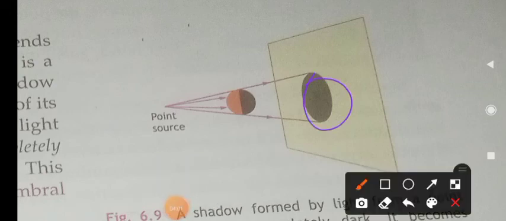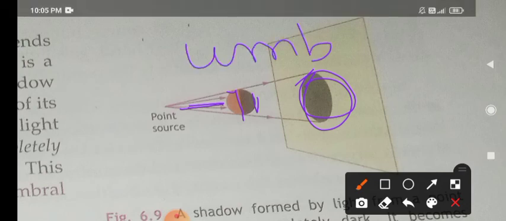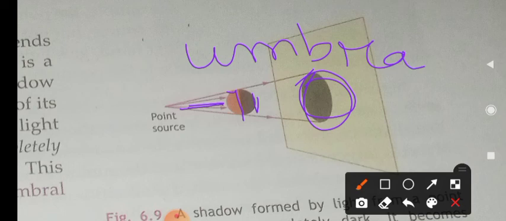This is because the light spreading out from the point source is completely cut off from the region behind the object. The light rays come out from here, and this region is completely cut off. This region is exposed to light, and this region is not. So a very clear image is formed. This dark region is called the umbra, or umbral region, where the shadow is the darkest.